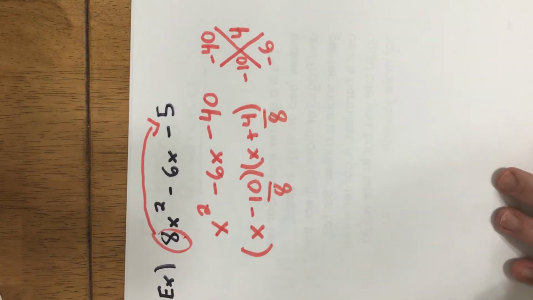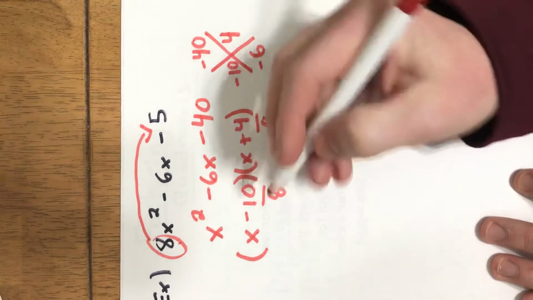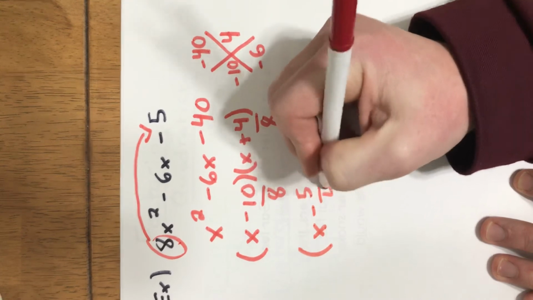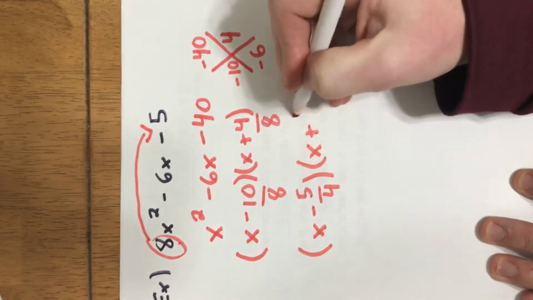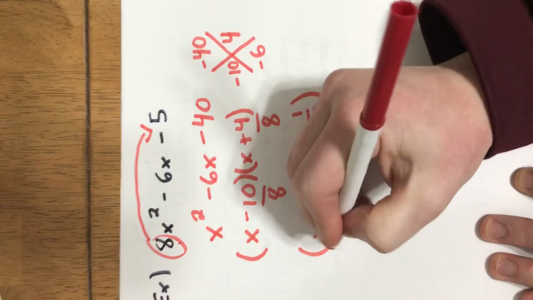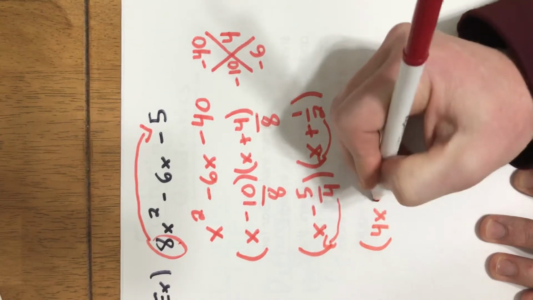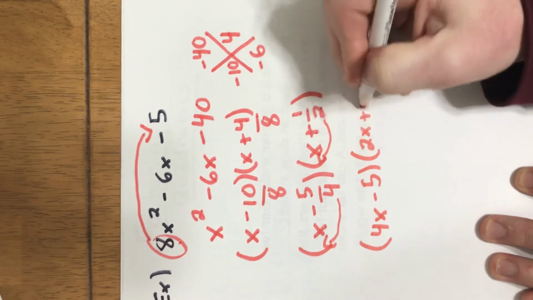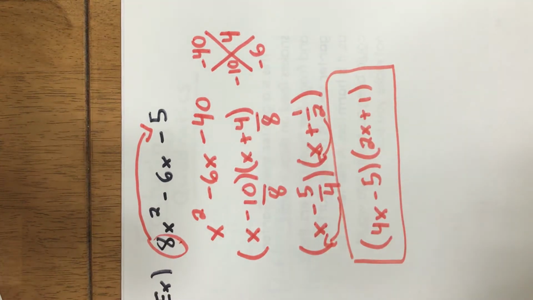Now, I want to make sure I reduce these fractions. 10/8 is the same as 5/4. 4/8 is the same as 1/2. And so I'm going to pop those denominators up to here. And we're going to be left with 4x minus 5 and 2x plus 1, which will end up being my answer for that one.